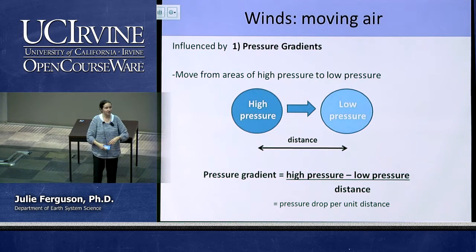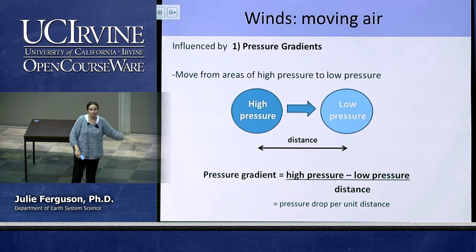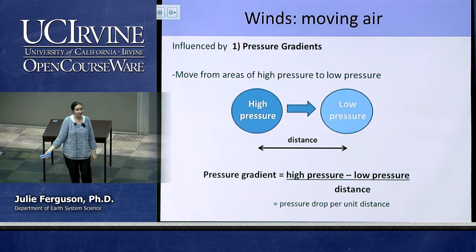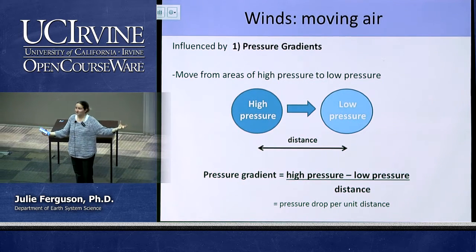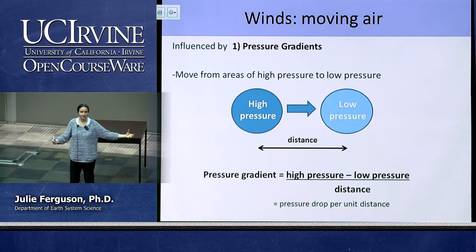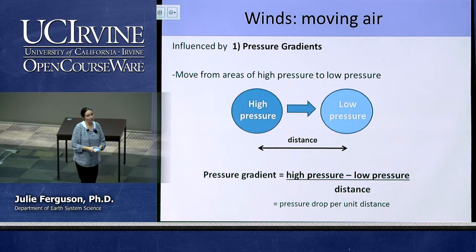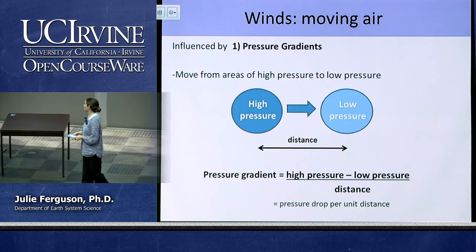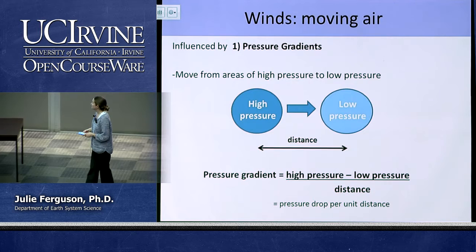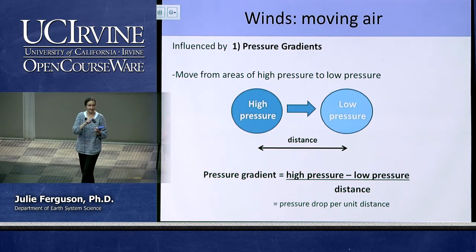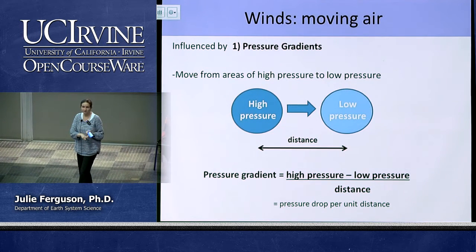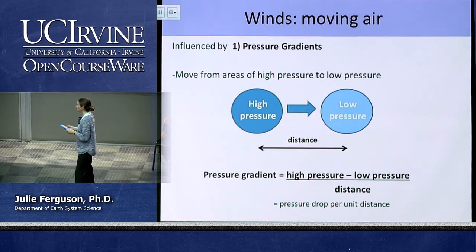If I have a high pressure over in London and a low pressure here in this room, then even if those differences are quite big, it's a very, very big distance. And so we're not going to see as strong a wind, as strong a pressure gradient forcing that air to move. Okay? So the important things are: air always moves from high to low, and it also depends on the distance.